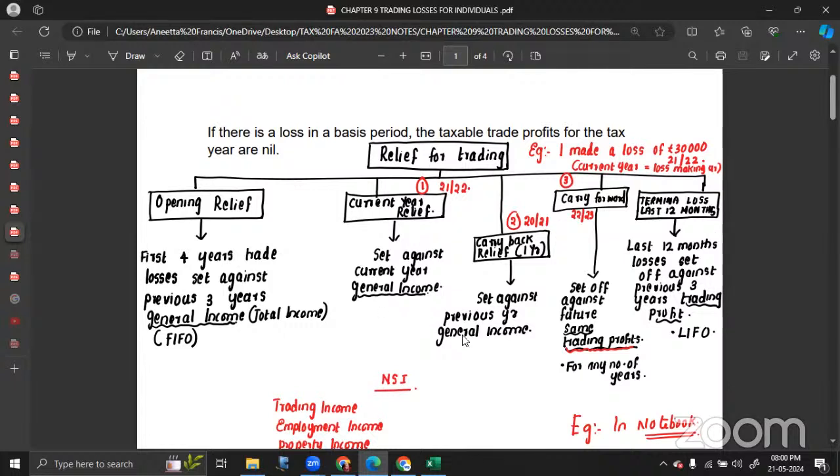Now, when you set off against your general income, you just have to keep in mind, if your net income, if your general income is less than 12,570, it is better not to set off during that year, for beneficial reasons.